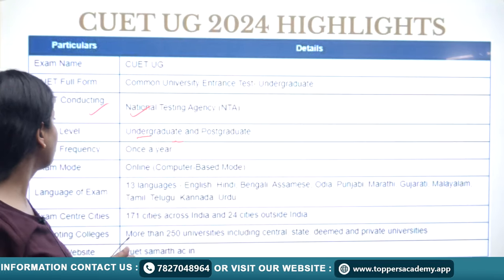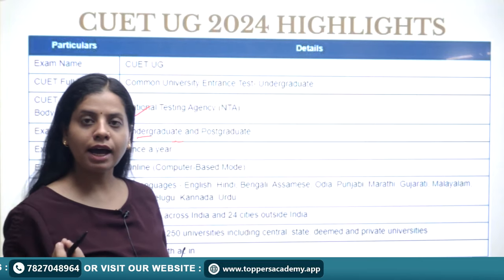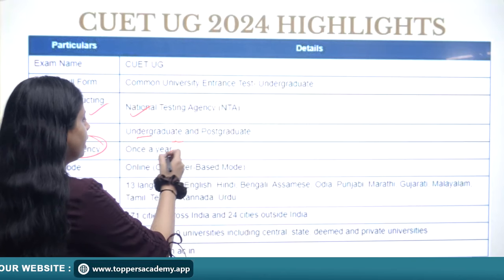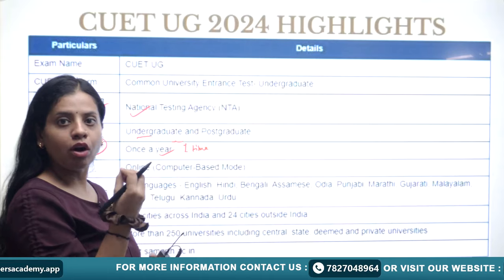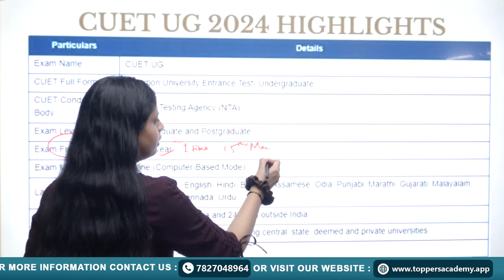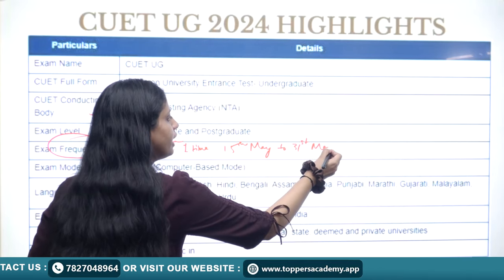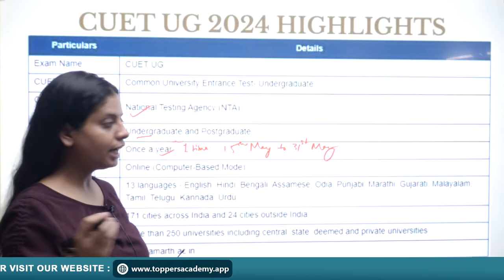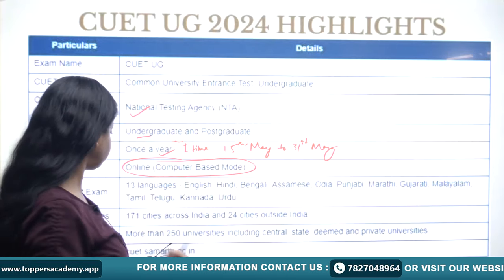And if we talk about the frequency for this examination, this exam is conducted once a year. So you'll be able to give it only one time in a year. And the tentative date, as you all know, is your 15th May to your 31st May. So between that, your exam will be conducted. What will be the mode for that? Mode will be your computer-based mode or the online.